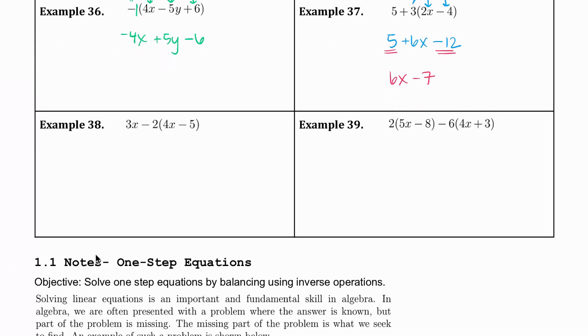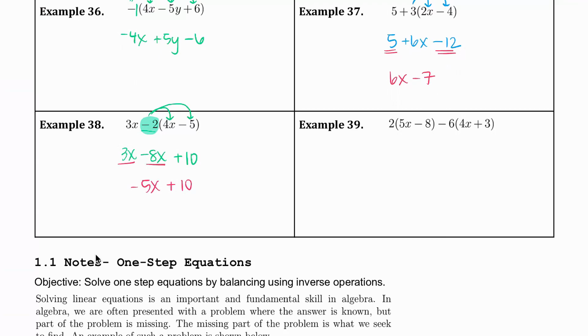Okay, example 38. Same process. Notice here that this 2 that we're distributing is negative. That negative stays with that 2. I am not distributing that 3x, so we're just going to bring it down. Negative 2 times 4x is negative 8x. Negative 2 times negative 5 gives me a positive 10. We can combine our x's. 3x minus 8x is negative 5x. Nothing to combine with the 10, so we just bring it down.